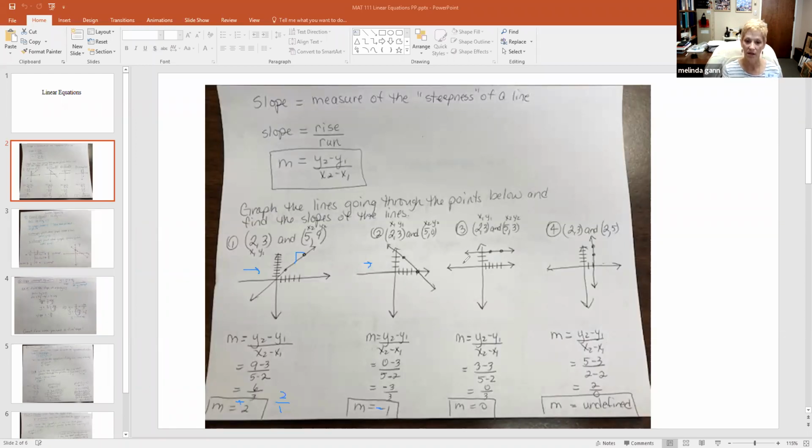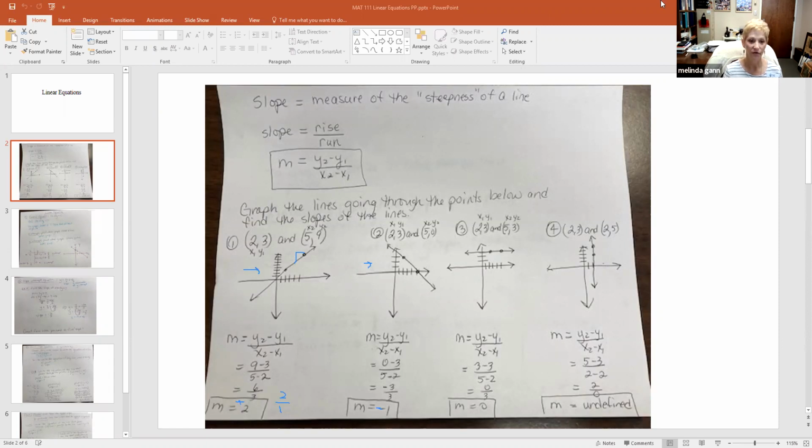So all horizontal lines are going to have a slope of 0. There's no steep, there's 0 steep. And all vertical lines are going to have a slope of undefined. So you should be able to tell by looking at the picture kind of whether you're going to get a positive answer, a negative answer, 0, or undefined.